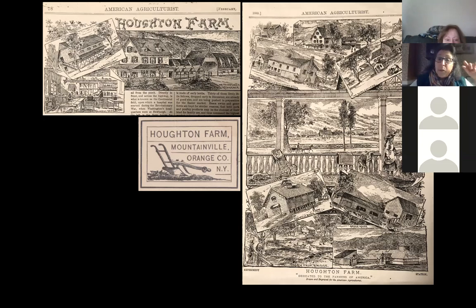Now, the key to all of this is that his chief chemist in the city, where his Valspar varnish company was, was a man called Charles Homer. And Charles Homer was the chief chemist, but his brother was Winslow Homer. And so that's how Winslow Homer eventually made it up to Mountainville in the 1870s.